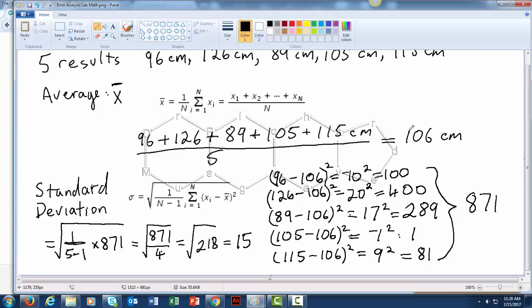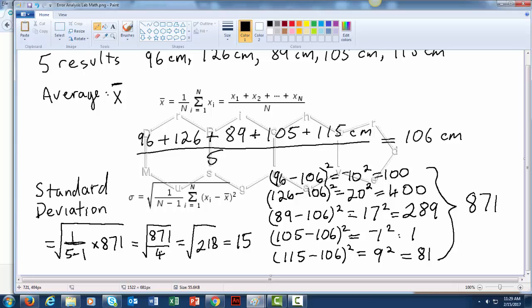You've got your average here, 106 centimeters, and all you're really doing is taking each of these results here and subtracting the average. That gives you a result that you end up squaring. So in your calculator, you put 96 minus 106 and you get negative 10. And then you hit the x squared button and it squares it and you get 100. So if it's a negative value, it doesn't matter. It's going to come out to be positive anyway. All negative values when you square them will come out to positive values. So we do that for each of these.